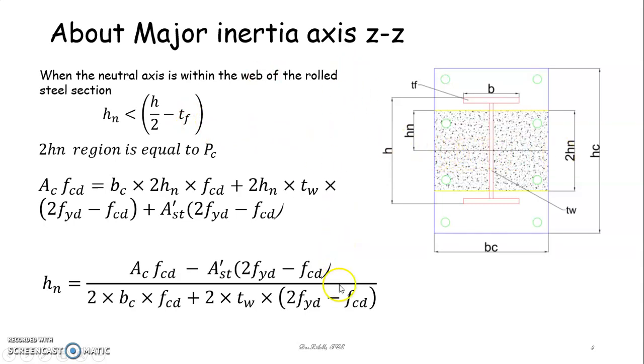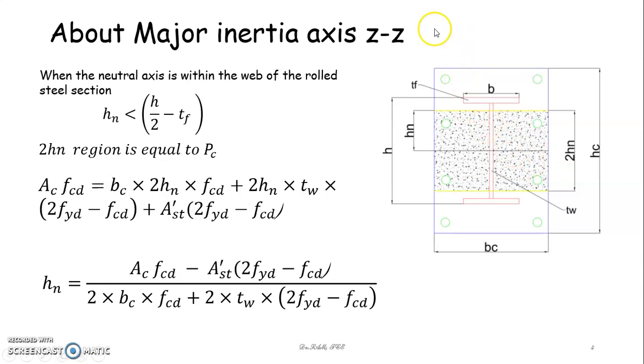So in this slide, I'm explaining how to locate the HN distance, that is the 2HN distance, that I have shown in this hatch pattern. How to locate this 2HN distance about the major bending axis, assuming that the column bends about the major axis.